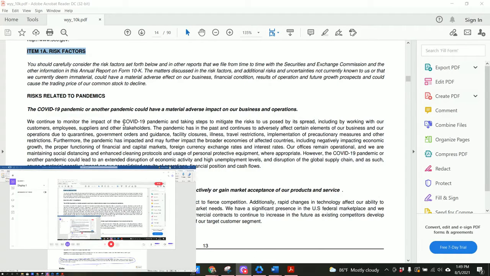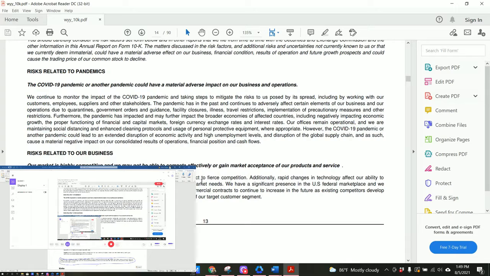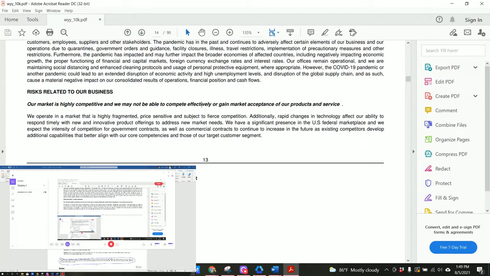Okay, COVID pandemic. Yes, you see this a lot. That's not super important. It's just common knowledge at this point that if there's high unemployment or global supply chain issues due to COVID, it could impact the business. You see this a lot: we operate in a market that is highly fragmented, price sensitive, and subject to fierce competition.